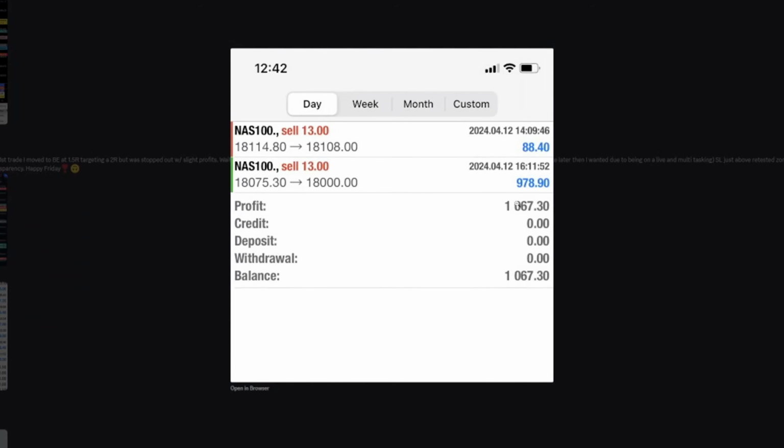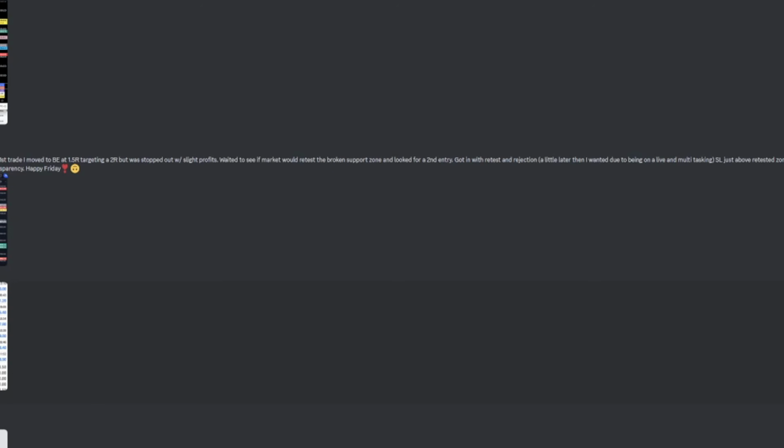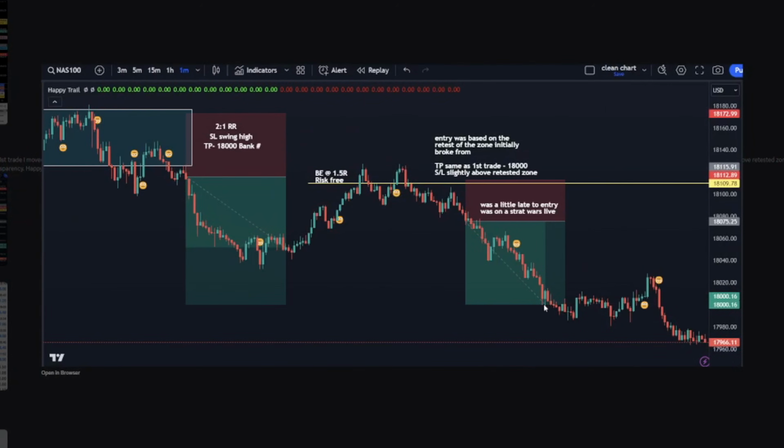Remembering I'm working with a 50K account, I had roughly about a 2R with that second trade that I took that day. And then I did have the previous smaller $88 win that was just me moving to slightly in profit to secure my first trade. So for the day, I ended up with $1,067.30, which isn't terrible. Not a bad day at all. It's actually pretty good considering that's like a 2R on this account.